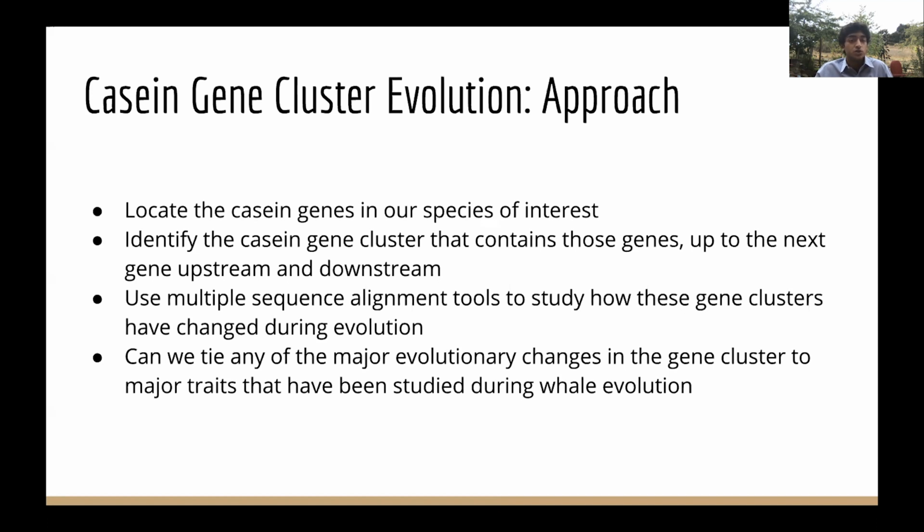And then we want to use some multiple sequence alignment tools to see how the gene clusters have changed. So just basically comparing them on top of each other, right? Sort of like that figure that I just showed all of you. And then we want to see if we can tie some major evolutionary changes in the gene cluster to actual traits that have been studied in whale evolution.